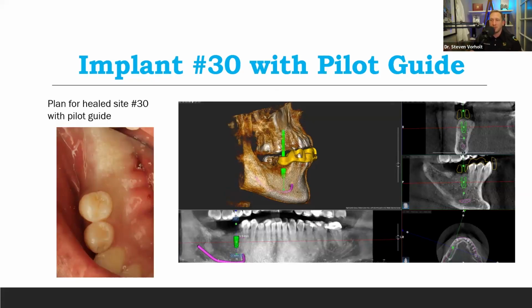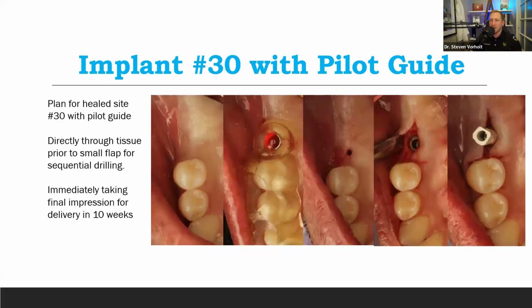It's so simple and inexpensive. It takes very little time, which you can get at, to make a pilot guide. So we're going to make a pilot guide. It's just going to put our hole in the right spot from the get-go. We'll make it wider. We'll put the implant in. So here's that case in a series of photos.